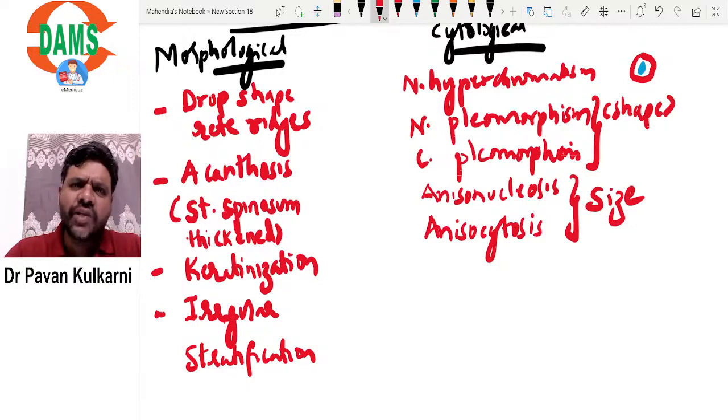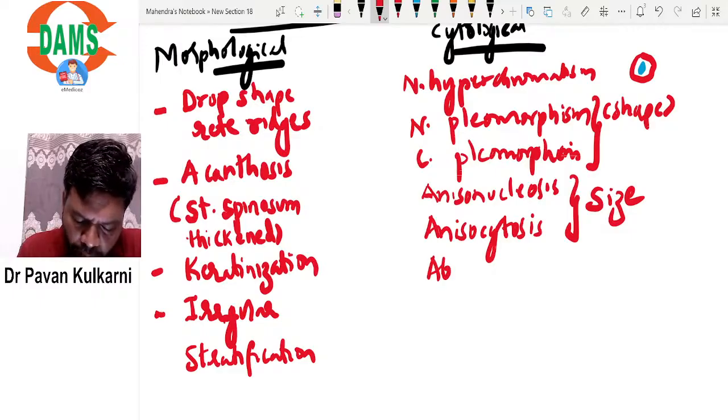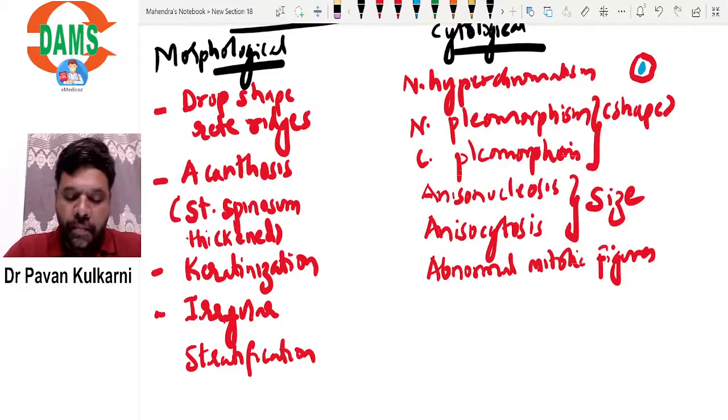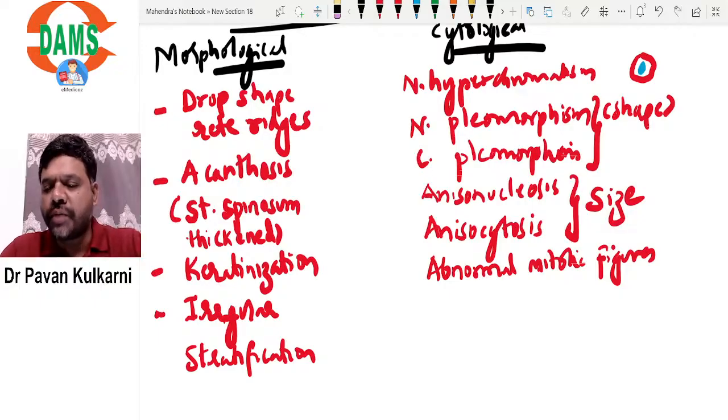Then what else? Anything else you will have? We will have abnormal mitotic figures. So the mitotic figures will be abnormal. That is again a very important cytological feature of dysplasia. Okay, there are many. So here I am telling you the most important ones which we are supposed to remember.